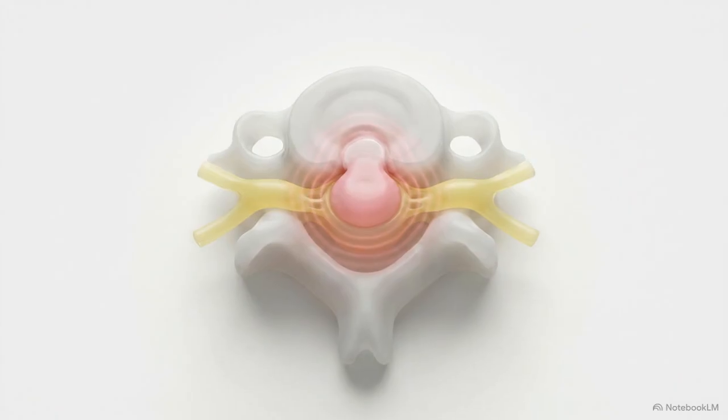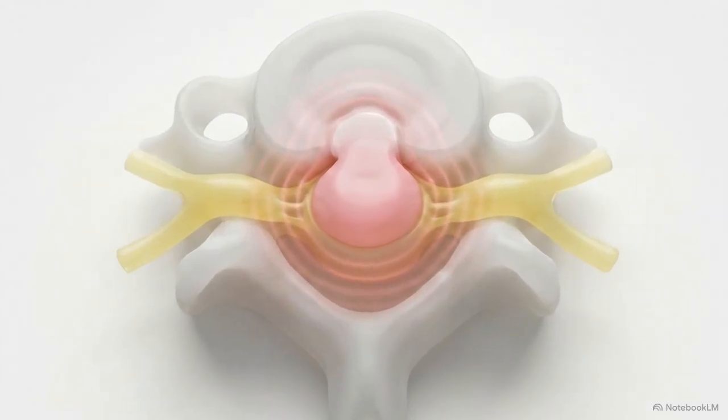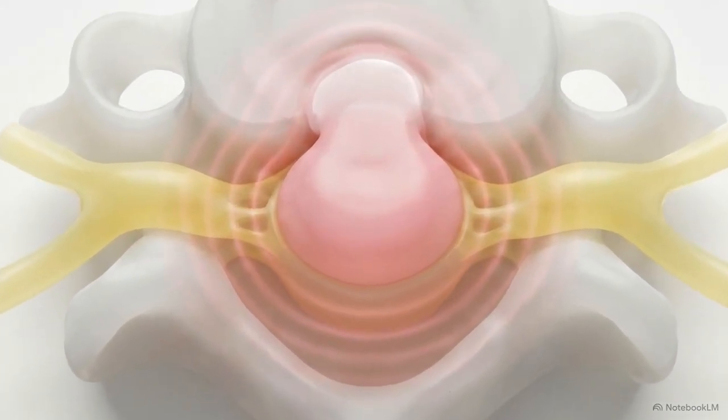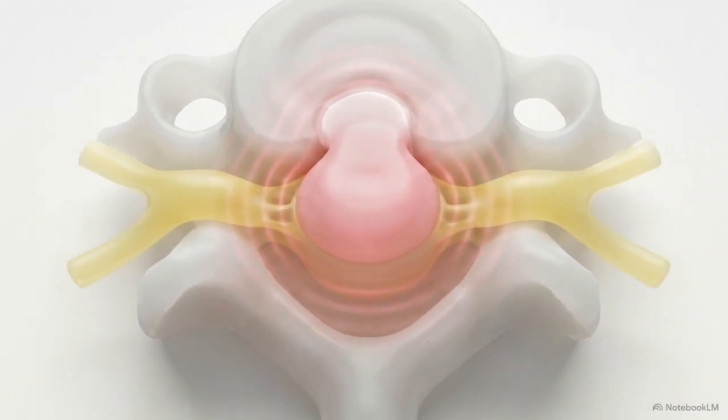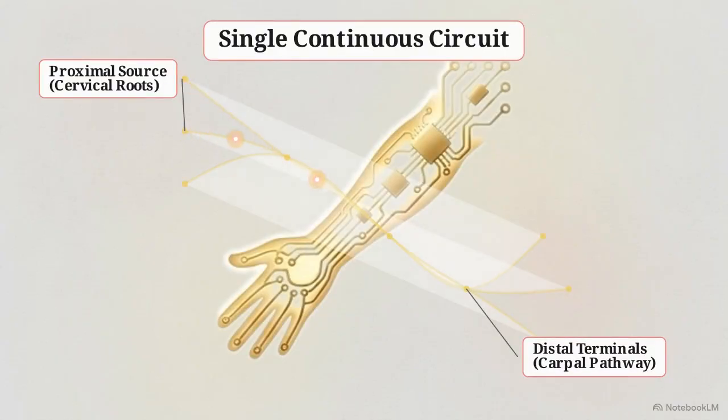Further research is necessary to elucidate the exact pathophysiologic mechanisms driving severe pain in central zone A herniations, where axonal damage is entirely absent. Resolving the diagnostic delta in upper extremity pain requires treating the peripheral nervous system as a single, continuous, and highly vulnerable circuit.